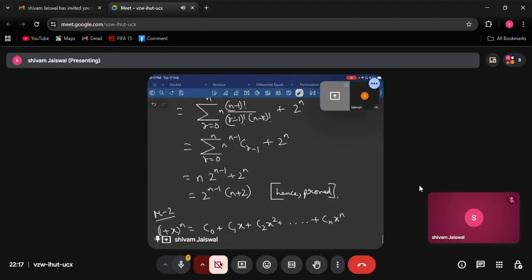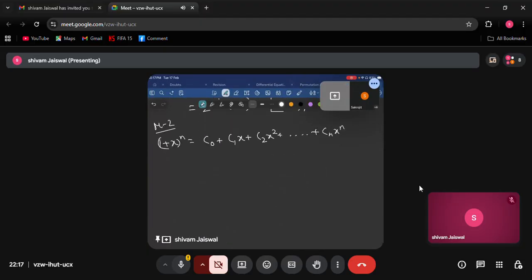So over here, if I differentiate once, what are you getting? C0 will be gone, but I don't want C0 to be gone. And we are getting 1 into C1, but we need 2 into C1. So in order to get 2 into C1, I'm going to multiply by x on both sides. x into (1 plus x) to the power n is equal to C0x plus C1x squared plus C2x cubed plus dot dot dot plus Cnx to the power n plus 1.